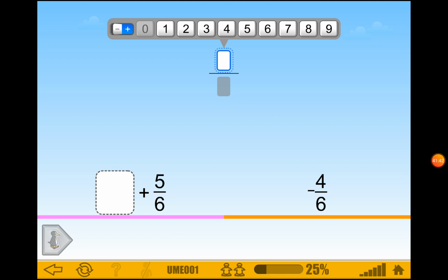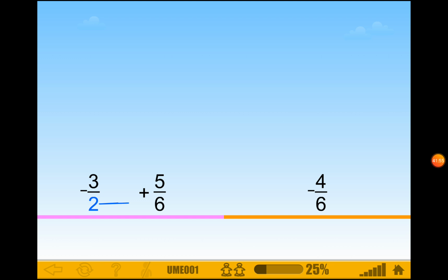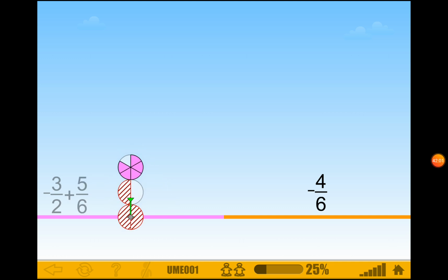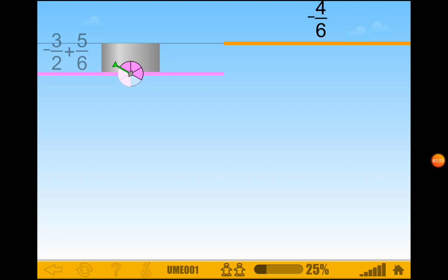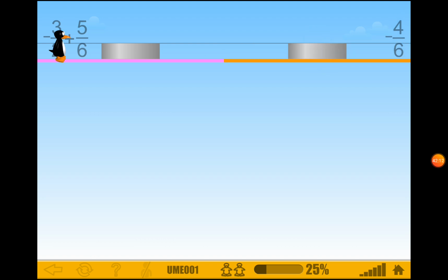So negative 4 over 6 minus 5 over 6 is equal to negative 9 over 6, which is equal to negative 3 over 2. Negative 3 over 2. Oh wait, I think I made a mistake. Oof. Did I? Nope, I didn't. Correct.